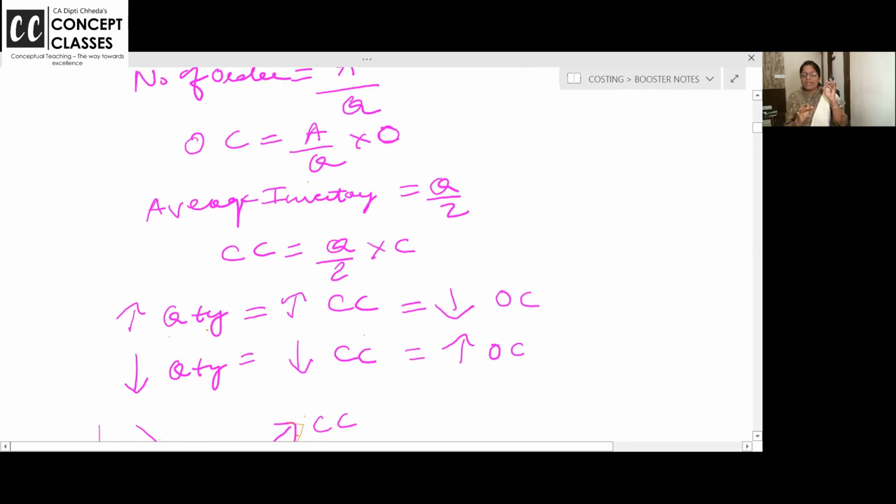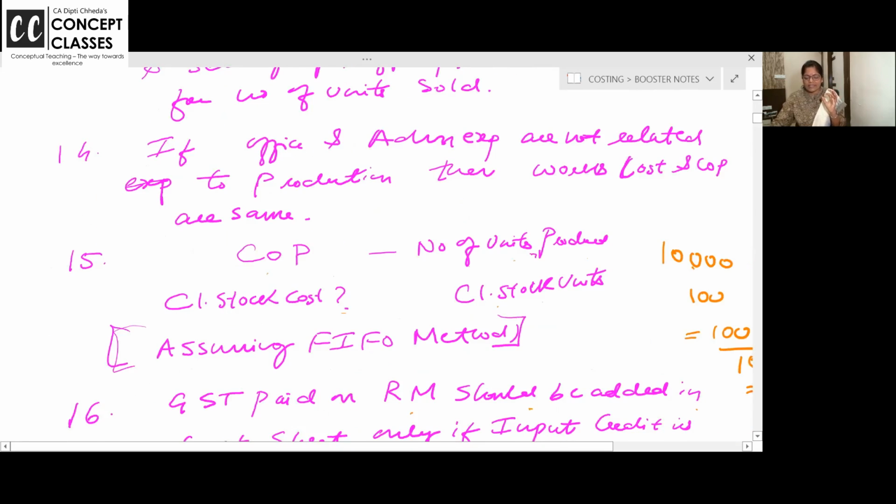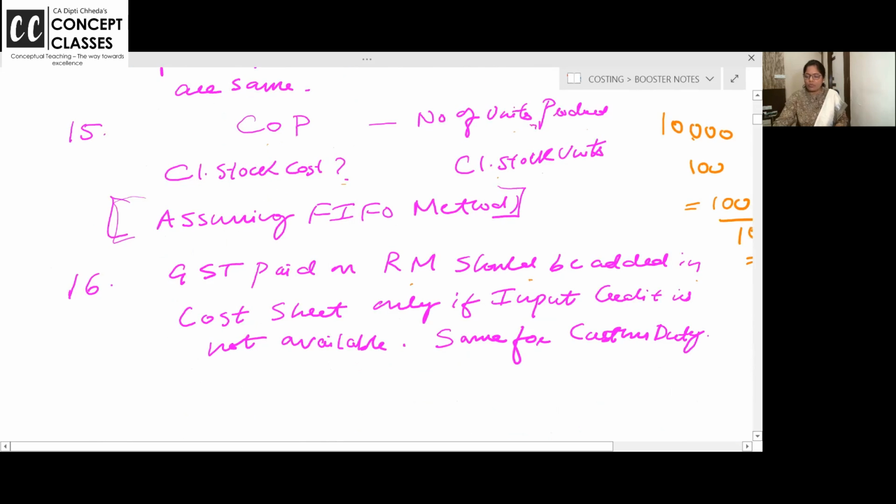Now, average inventory. You buy Q, but average inventory is Q by 2. Average is always like this: you buy 800 units and you start using them throughout the month. So Q by 2 is the average inventory and carrying cost per unit is C. So this is the ordering cost and the carrying cost. Now at EOQ, the ordering cost and carrying cost are the same. This you can actually prove.